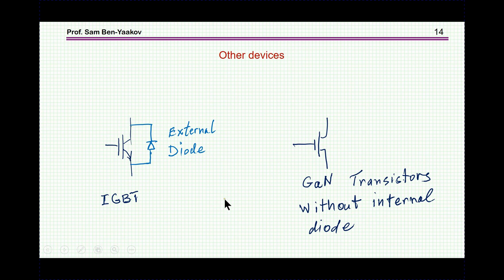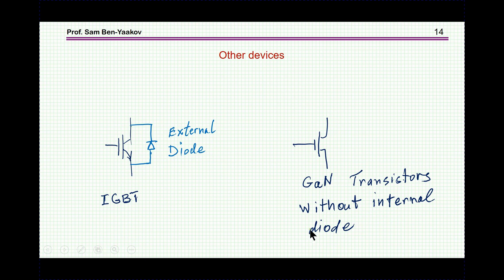Now, there are some other devices aside from the MOSFET that we are talking about. We are talking about silicon MOSFET. There is an IGBT, which is a junction type, like a BJT, except it has an insulated gate at the input. This element does not have an internal diode, so you can put a fast outside diode to it. So this could be a high voltage fast diode, and there's no problem in that. Unfortunately, the IGBT itself is slower than the MOSFET, especially at turn off. However, in cases where you need very high current, IGBT is a very good approach.